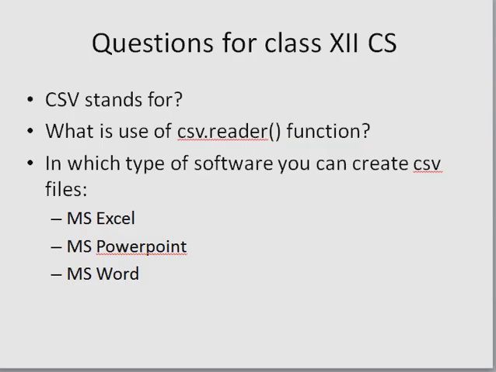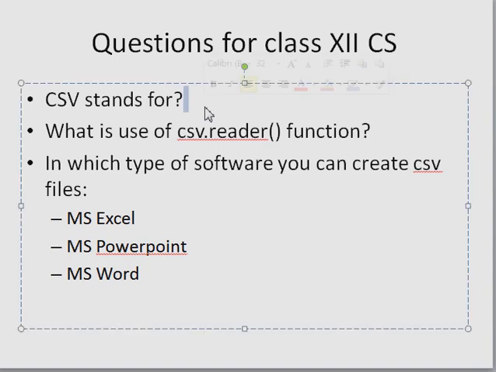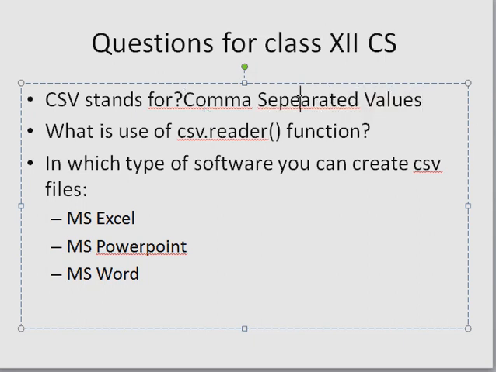Now I am explaining the answers of previous questions that I had asked in the last two videos. First was what CSV stands for. CSV stands for comma separated values. And next is what is the use of csv.reader function. This function is used to convert your file object into reader type object. Through this function we can read from the CSV file, and we can read all the rows from the CSV file. So I am here writing the answer, comma separated values, and I have given the answer here.